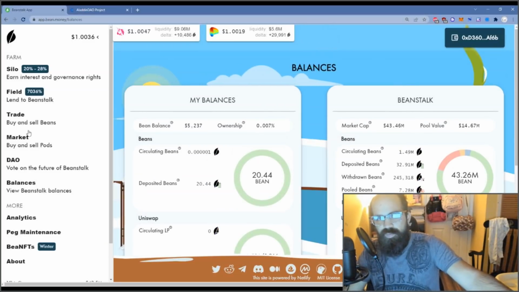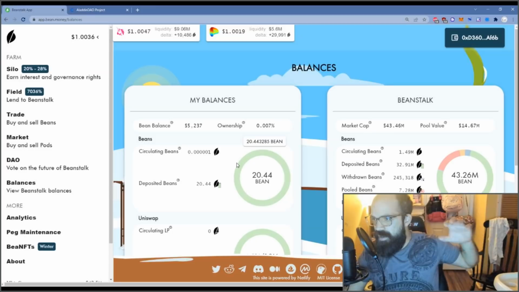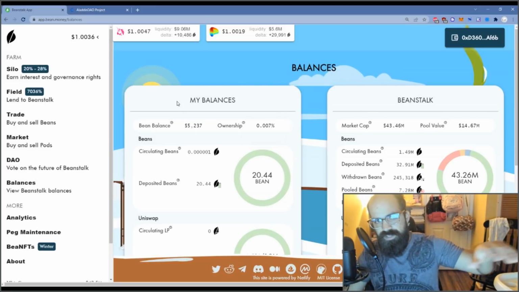So these are your balances, but we need to talk about pods, because pods are really the other half of the protocol and another really interesting half of the protocol.